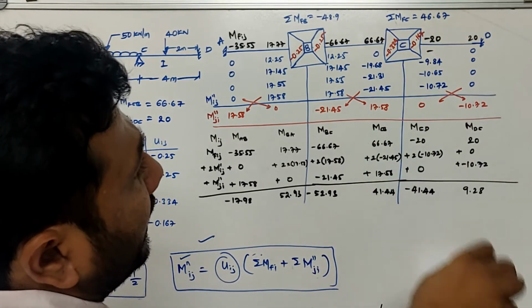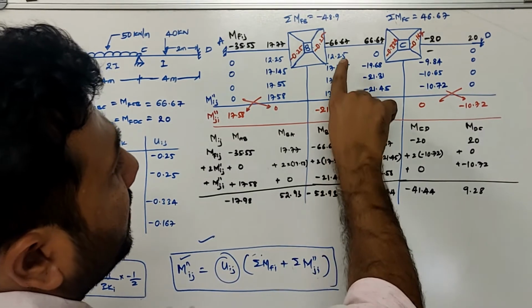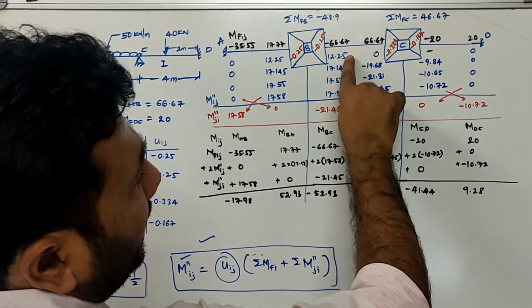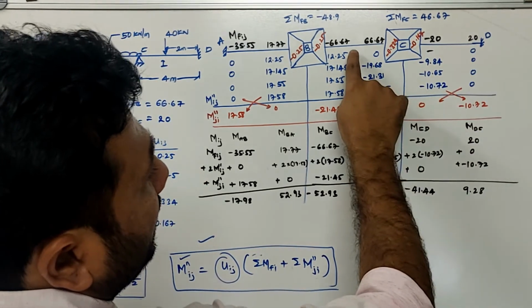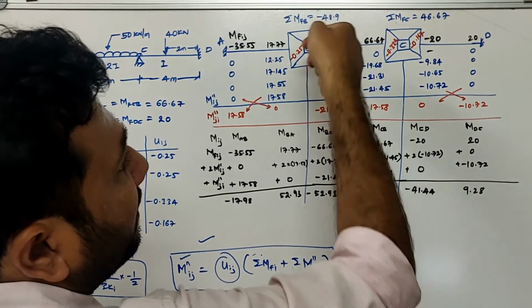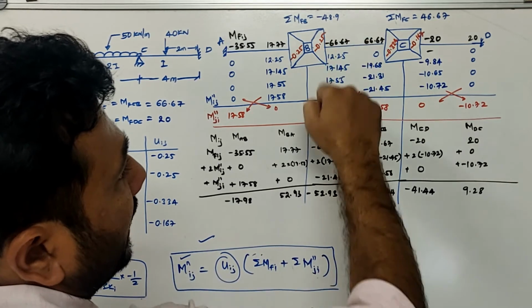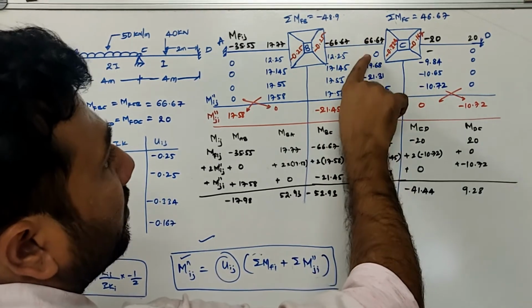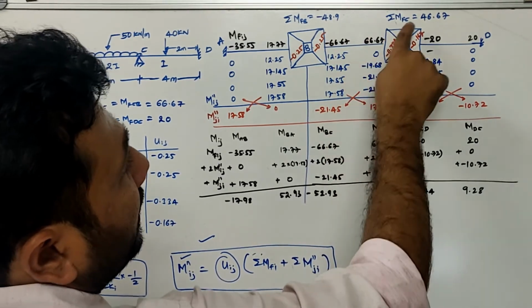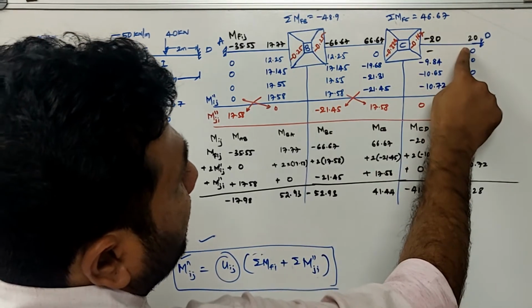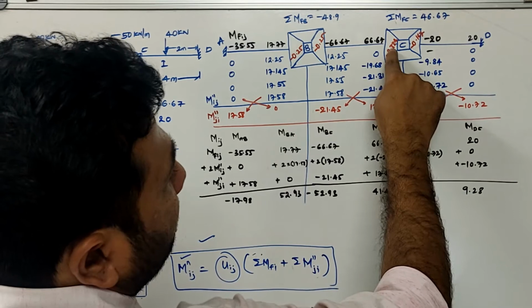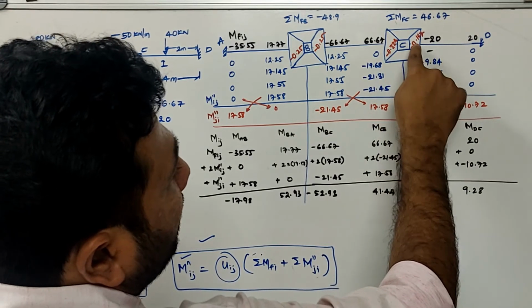Then I'll add the far end moments. Now the far end moments are 12.25 plus 0. See here, this I have calculated from the previous iteration. This is the value calculated from the previous iteration, which I am considering while solving. So 46.67 plus 12.25 plus 0, multiplied by the rotation factor, which is minus 0.334, I'll write over here.